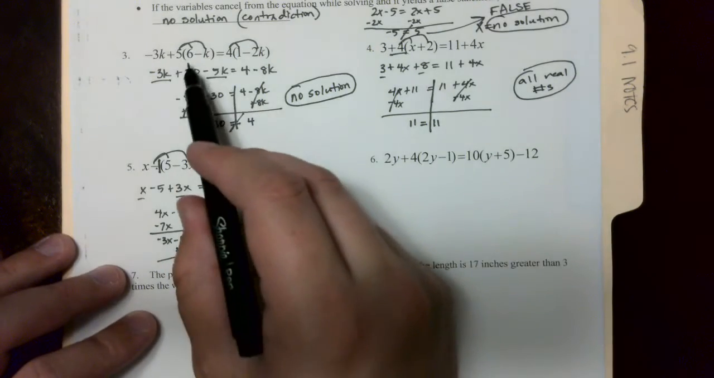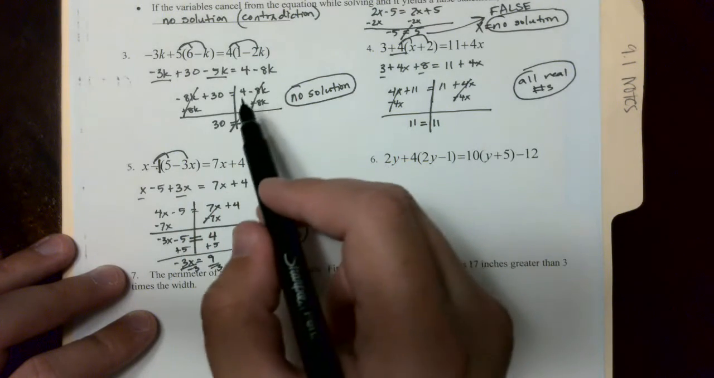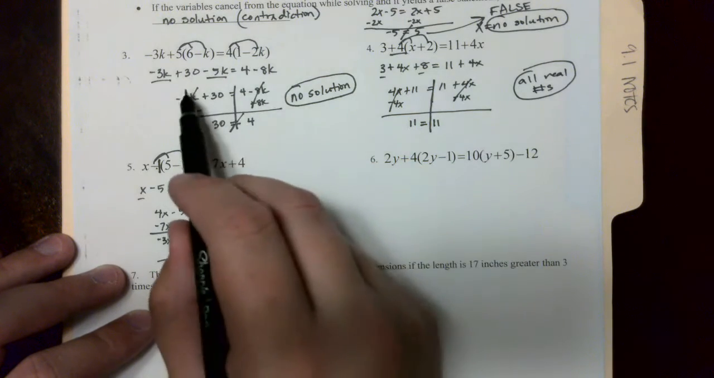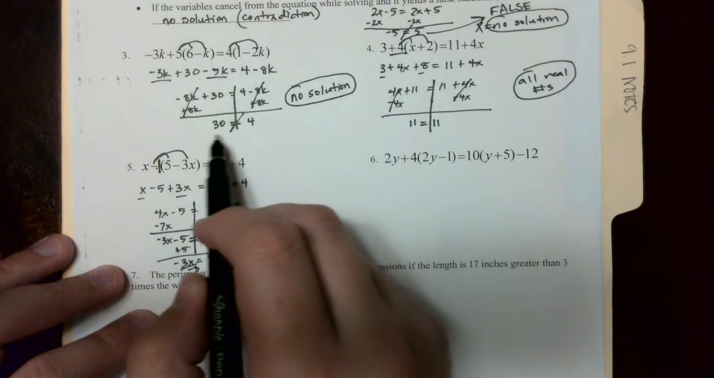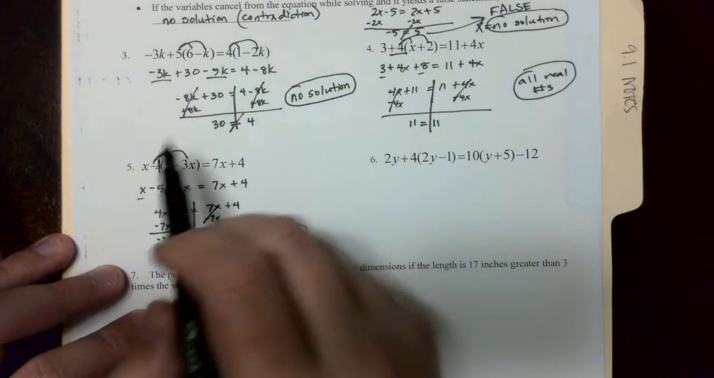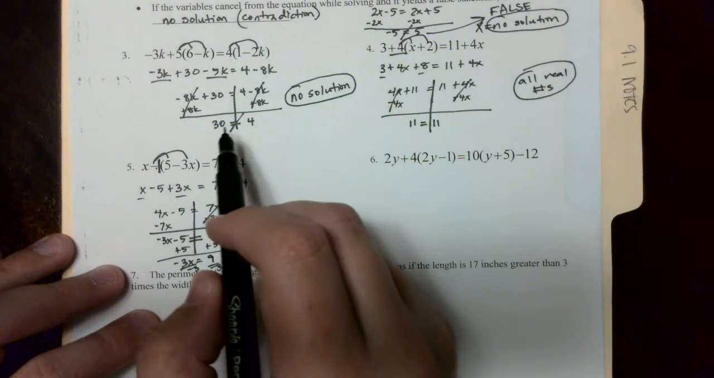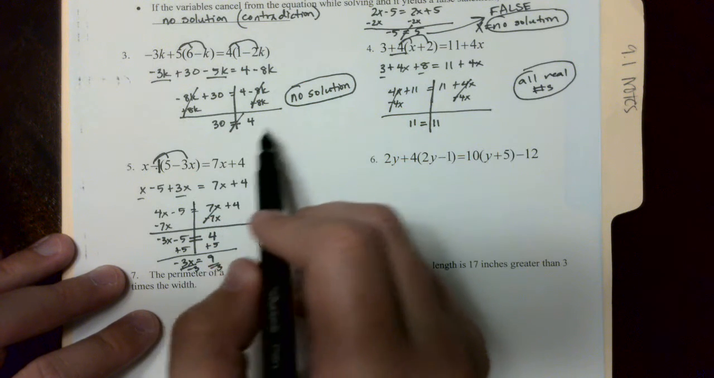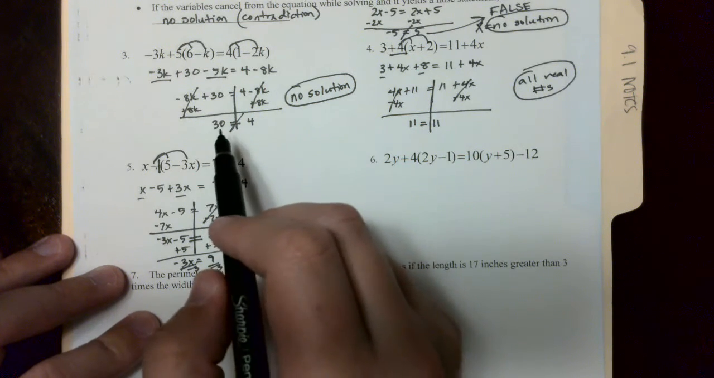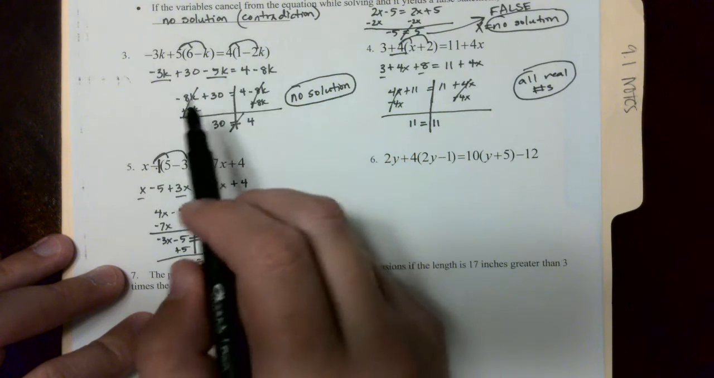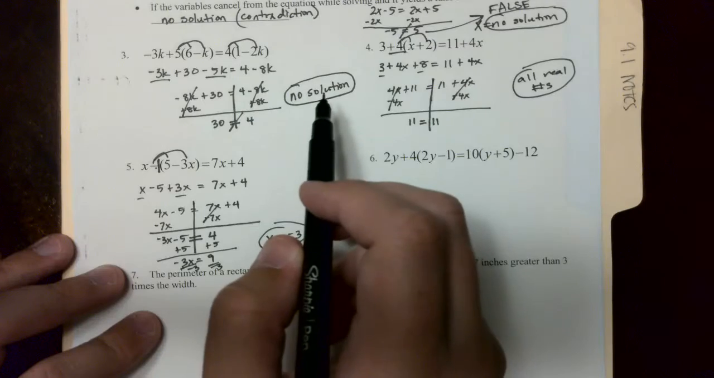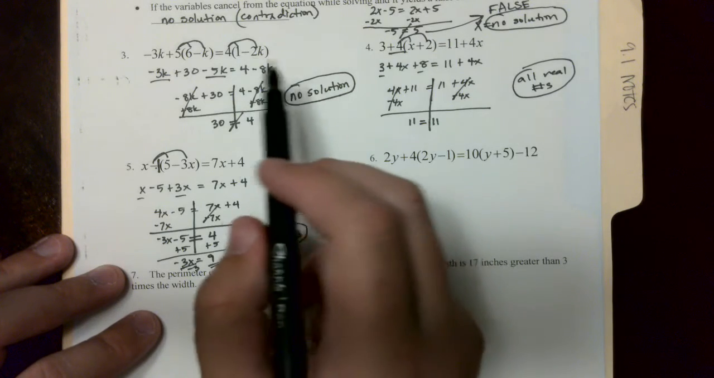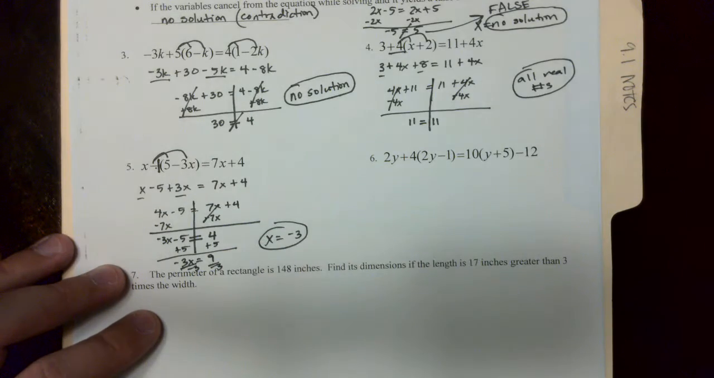If we worked it out and got it down to where our variables canceled out, like in this example, we started out with k's, but by the time we got down to it, we didn't have any k's left. All our k's canceled out, and we were left with this statement, 30 equals 4, but that was a false statement. So if your variables cancel out and you're left with some false statement, then your solution is that there is no solution. There's nothing we could plug in that would work.